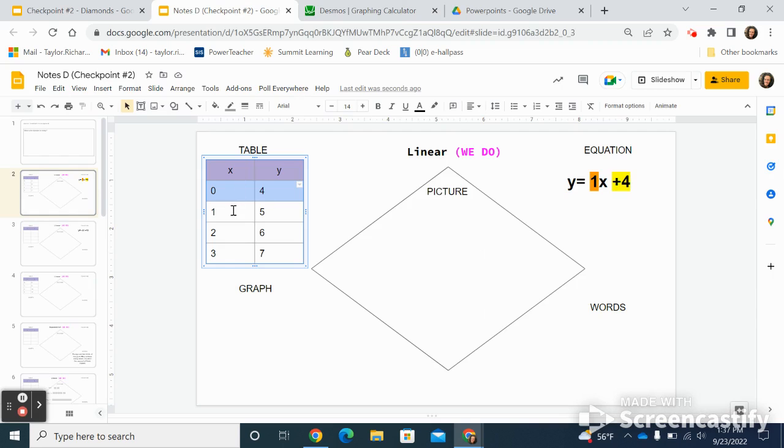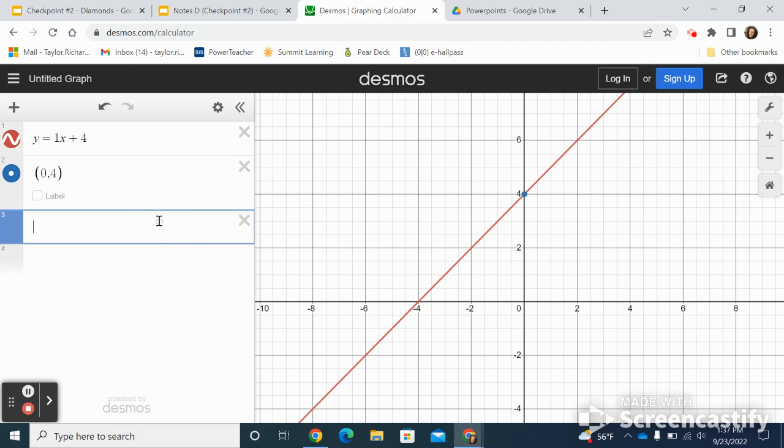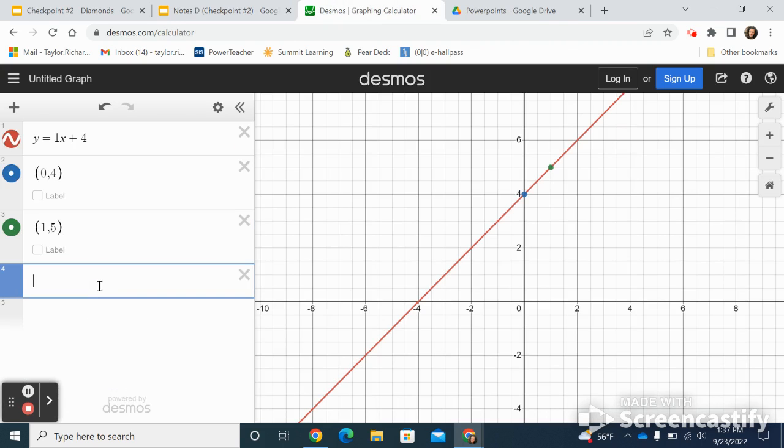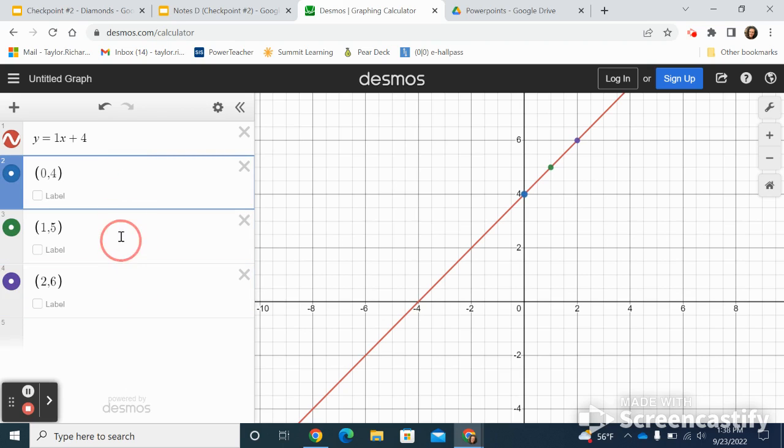Okay, let's put in my next point, 1, 5. So remember, on its own separate line, 1, 5. And then let's do one more. I want 3 points, 2, 6. So on its own line, 2, 6. And as you can see, all 3 of those points are on my line, which means my points are matching my equation, which is good.